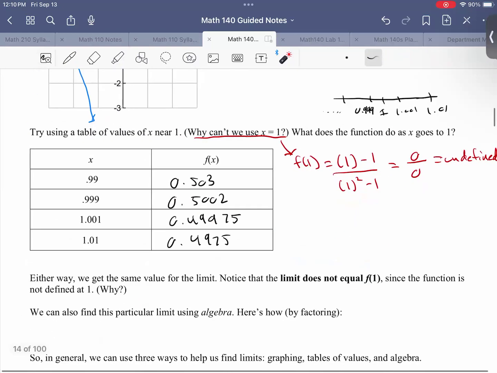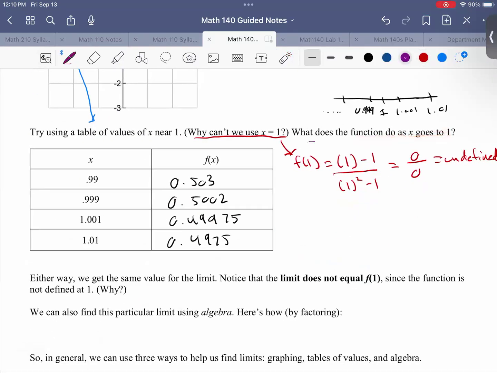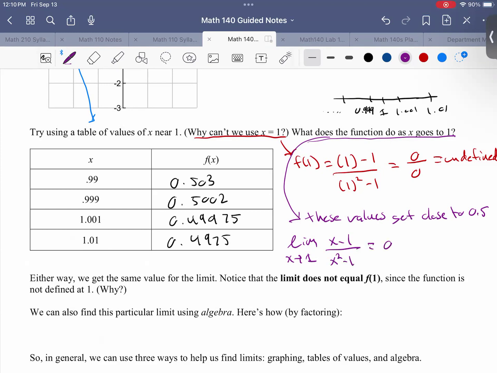But looking at this table overall, what does the function do as x goes to 1? What does it look like it's trending towards? Over here, it's getting really close to 0.49. Over here, it's getting really close to 0.5, but not exactly 0.5. These values get close to 0.5. So one thing you can say for a formal answer is that the limit as x approaches 1 of this function, x minus 1 over x squared minus 1, equals 0.5.